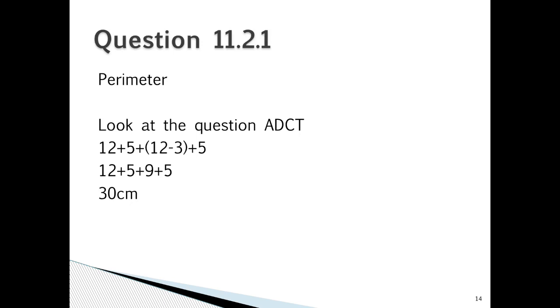For 11.2.1, the perimeter. Look at the question. ADCT. 12 plus 5 plus 12 minus 3 plus 5 means that 12 plus 5 plus 9 plus 5, which is equal to 30 centimeters. Remember that the perimeter is the distance around a 2D shape.